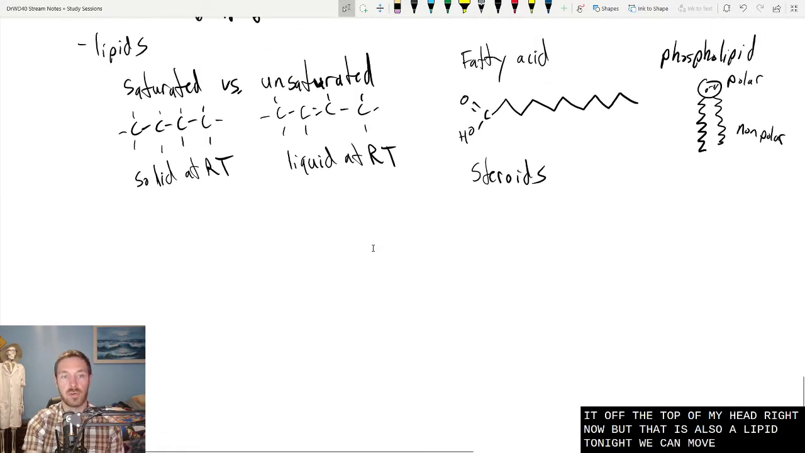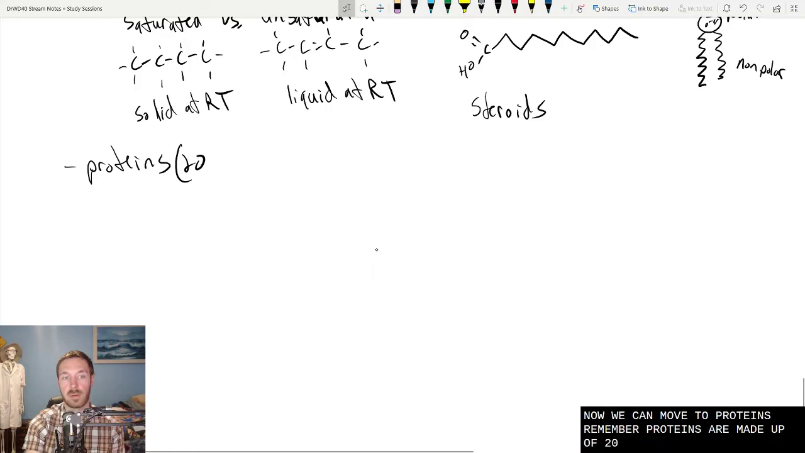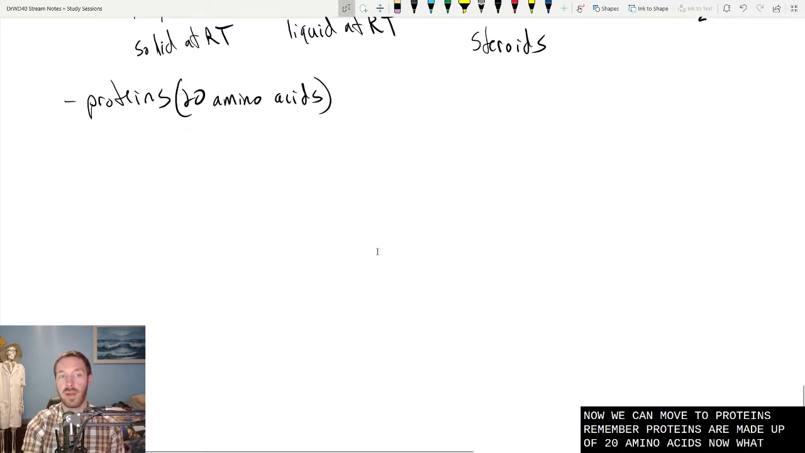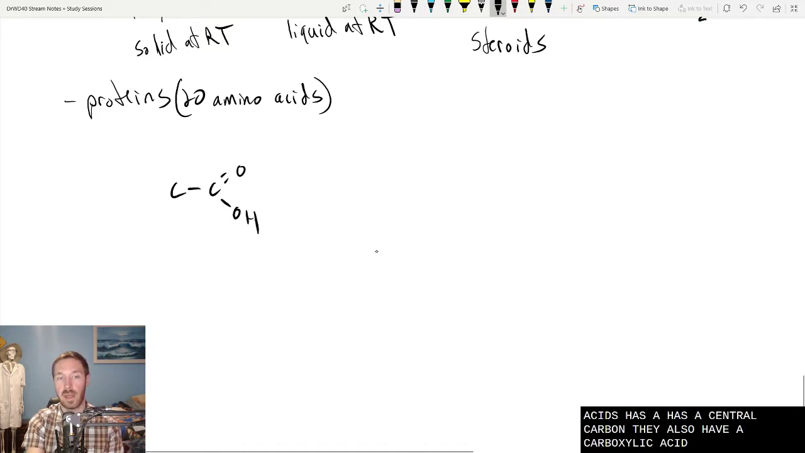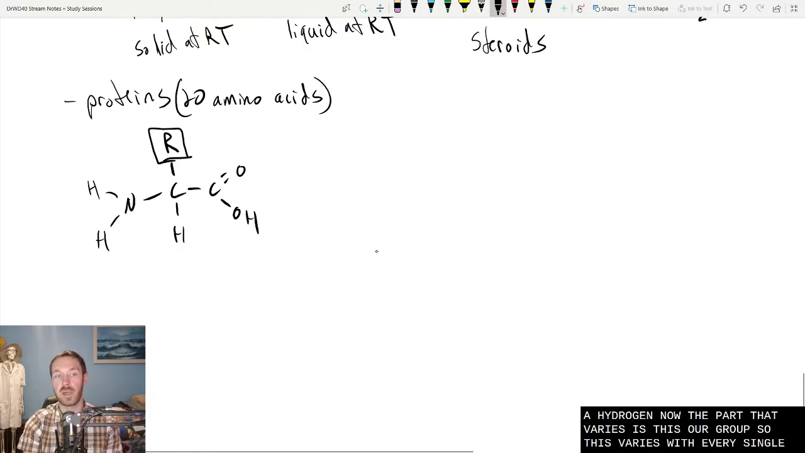So now we can move to proteins. Remember, proteins are made up of 20 amino acids. Now, what component varies among these 20 amino acids? Every amino acid has a central carbon. They also have a carboxylic acid end, and they also have an amino end. Down here is a hydrogen. Now the part that varies is this R group. So this varies with every single amino acid.